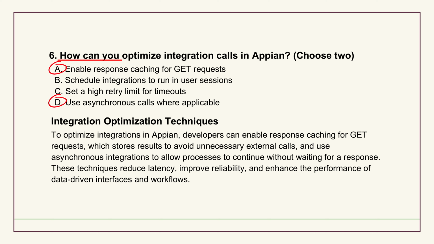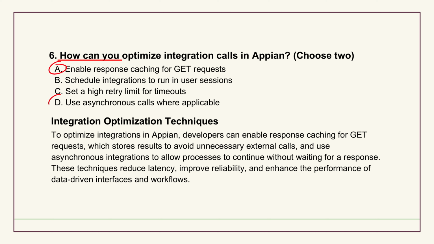Response caching lets Appian store the response from the first successful GET call, and if another identical request comes in within the cached duration you set, Appian just serves up the stored response without calling the external system again. Bingo. Huge performance win for Appian, less load on the external system, faster interfaces, faster processes. Nice. Okay, what about the second part?